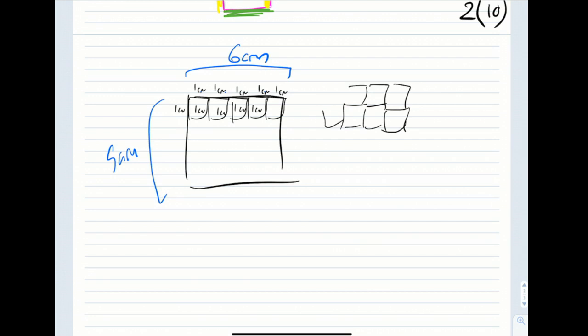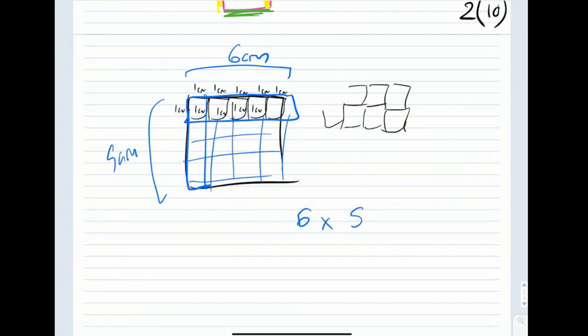Well, I can see it fits 5 centimeters across. 5 cubes will fit across. Sorry, 5 squares. And I'm speaking too quickly. 6 squares fit across the horizontal. 5 squares fit along the vertical. Then if I want to find out how many in the entire space, it's going to be 6 times 5. Okay, 6 centimeters times 5 centimeters.